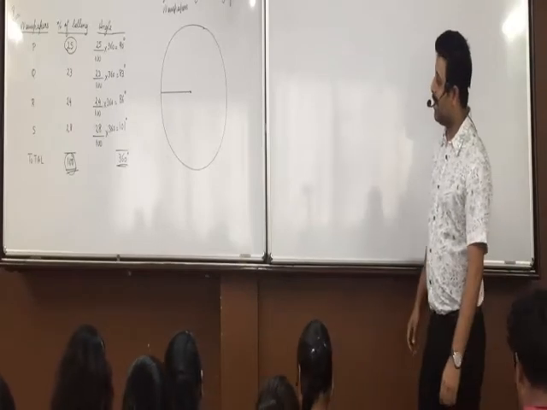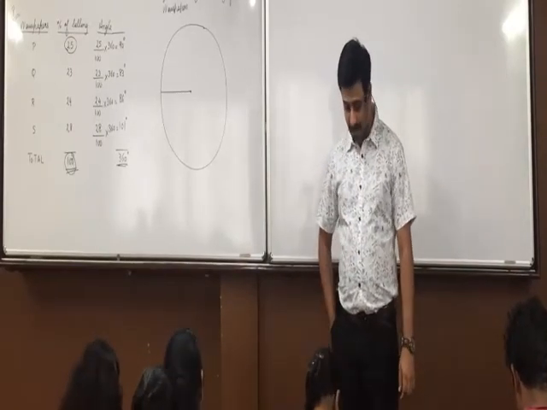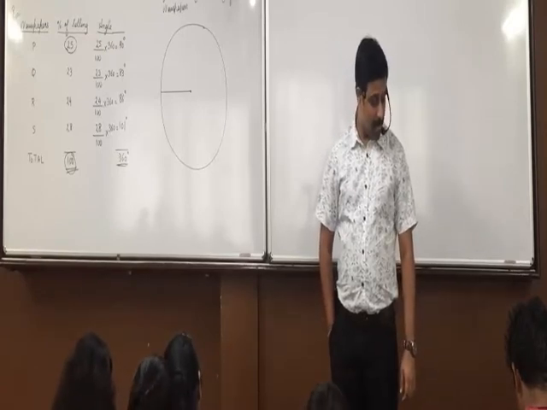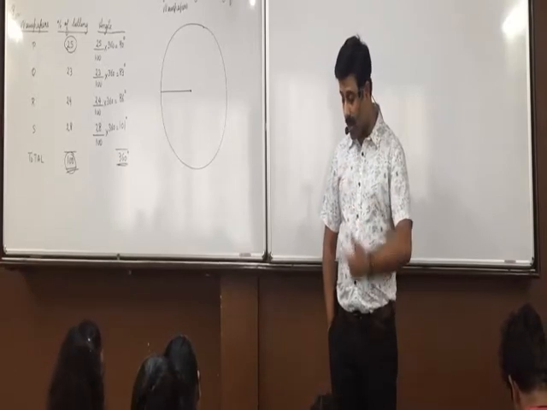Okay, make a circle with any radius and a radius line also on the left side. Make the radius line on the left side only, as I have done it.